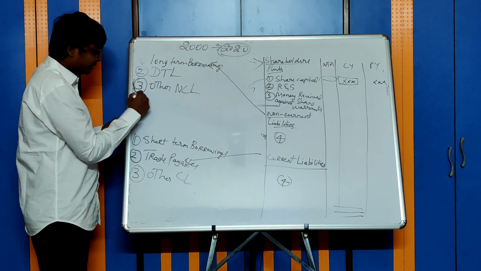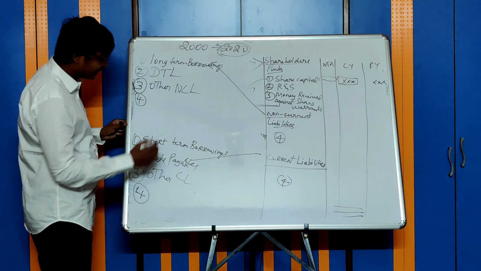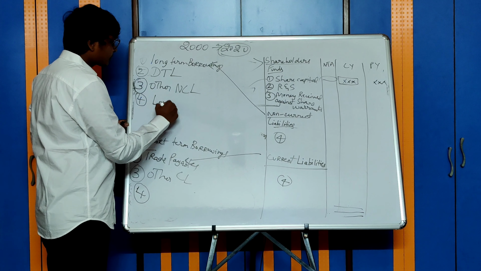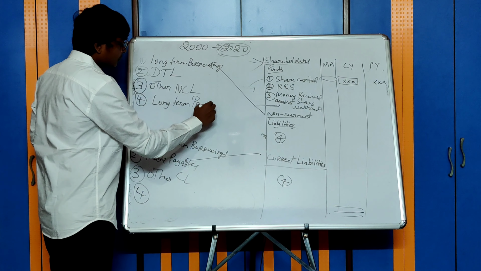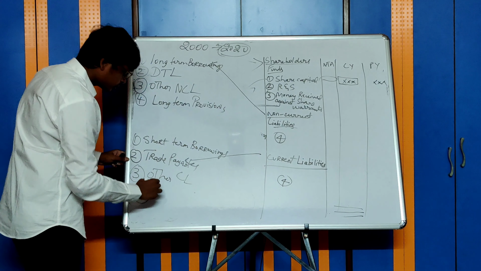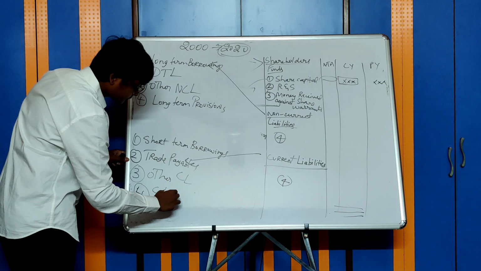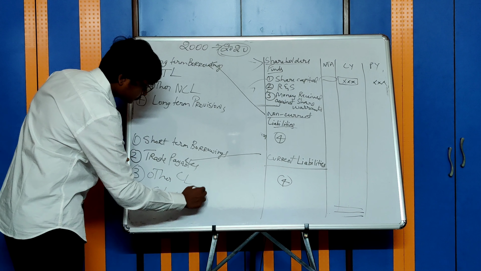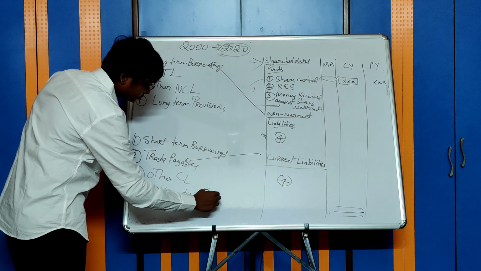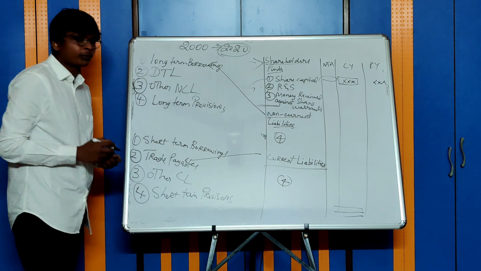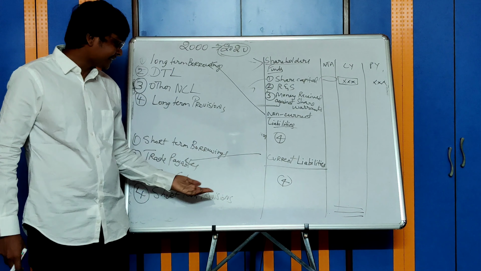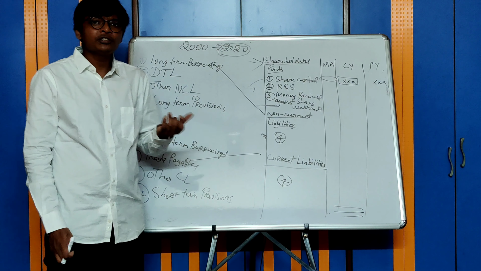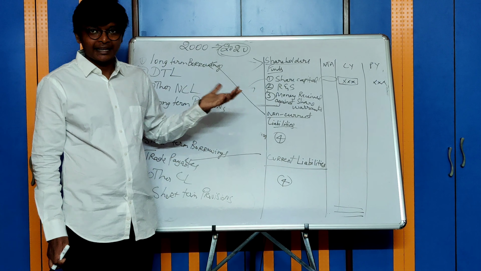The last item in both non-current and current liabilities is long-term provisions, and here it is short-term provisions. What comes in short-term provisions? Provision for income tax, provision for bad and doubtful debts, etc. come here. Long-term provisions will be provision for gratuity, etc.